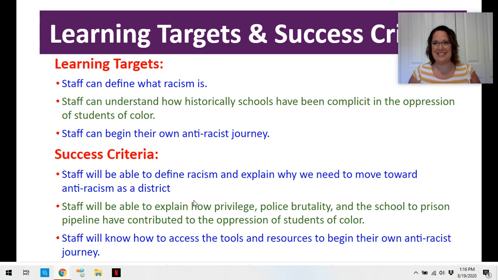So moving on to our success criteria, knowing that you're learning today from somebody who's not an anti-racist expert, but someone who wants to be on this journey with you, our success criteria will look like this. Staff will be able to define racism and explain why we need to move toward anti-racism as a district. Staff will be able to explain how privilege, police brutality, and the school-to-prison pipeline have contributed to the oppression of students of color. And you'll know how to access the tools and resources to begin your own anti-racist journey.